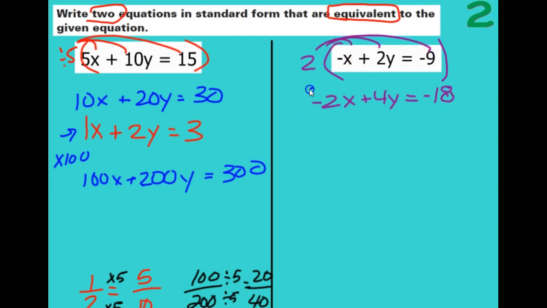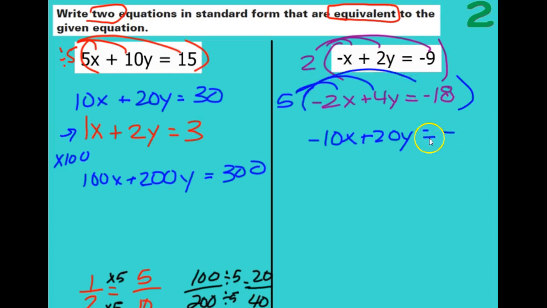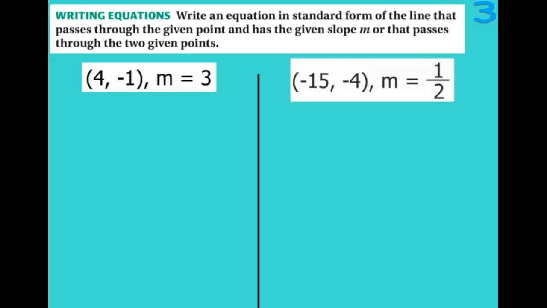If I wanted to take this equation now and multiply it by 5, that's fine, because it's really multiplying the original equation by 2 and then 5, which is really just 10. You multiply. So I could do that. This would give me negative 10x plus 20y equals whatever 5 times negative 18 is. It's going to be negative 90. So there's two equations that are equivalent to the first.